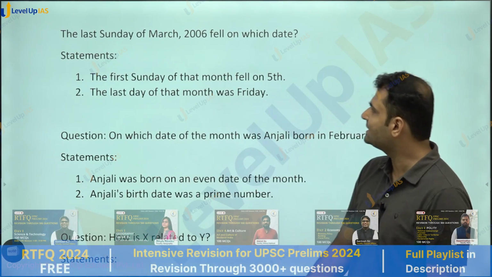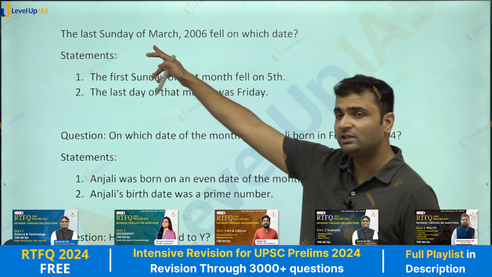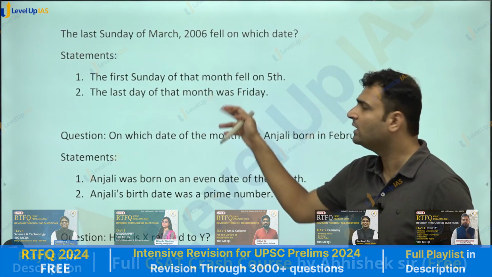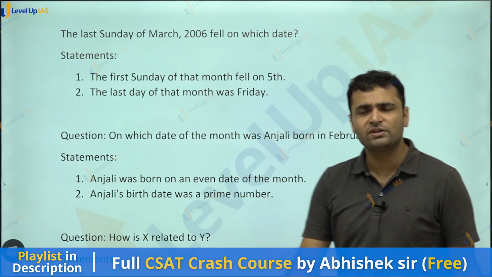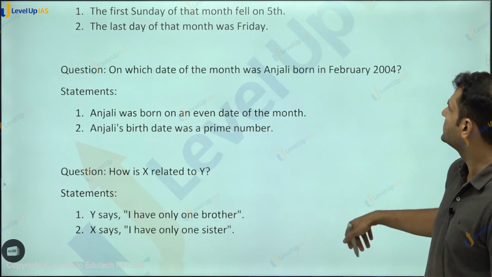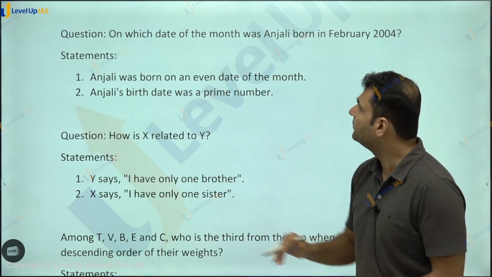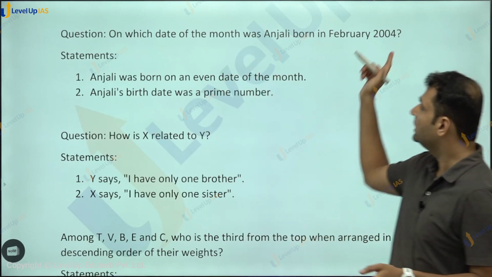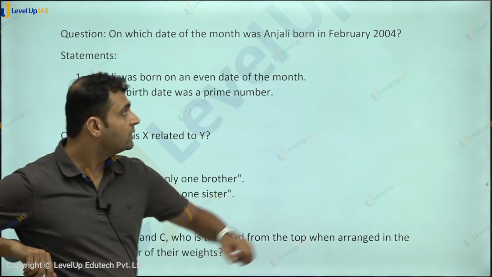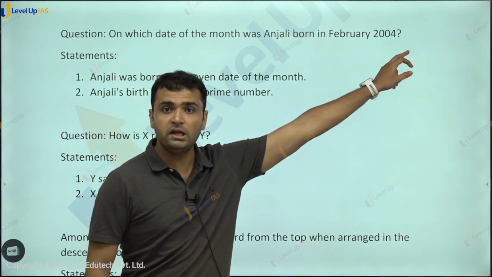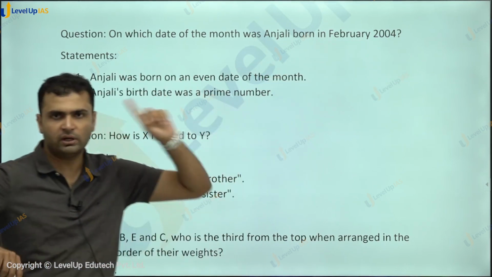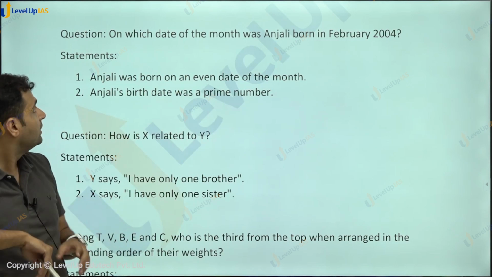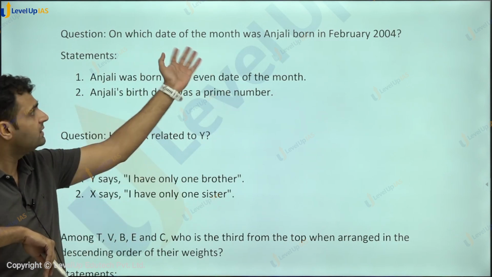Second statement, the last day of the month was Friday. You already know month is March. So 31st is Friday. So you can find out last Sunday कब था. So either statement alone is sufficient. Next, on which date of month was Anjali born? In February 2004. So now 2004 is a leap year. So this February has 29 days. Right? Calendar chapter. Question, which date Anjali was born?